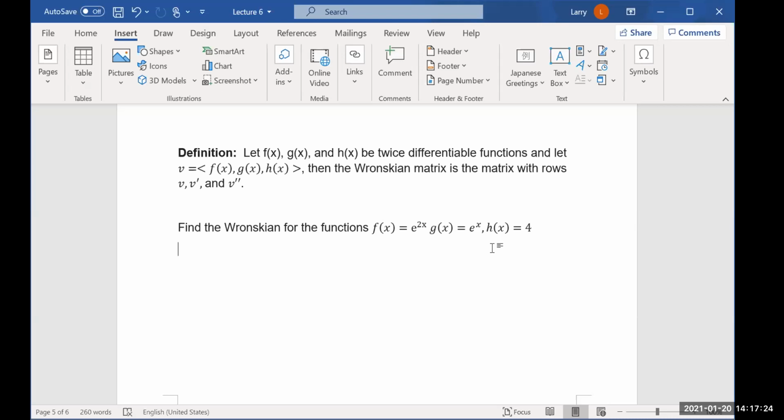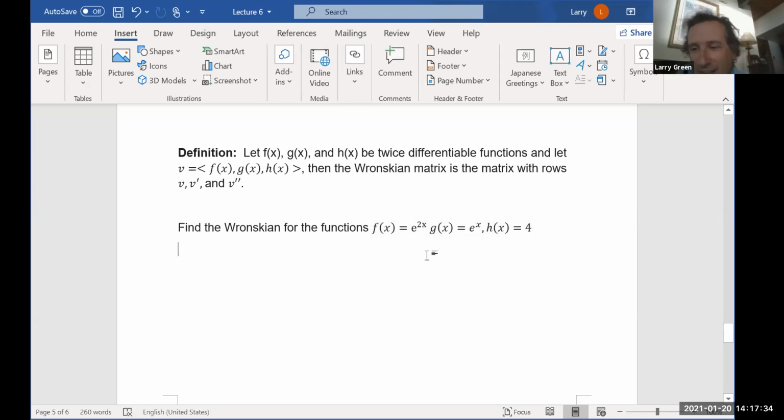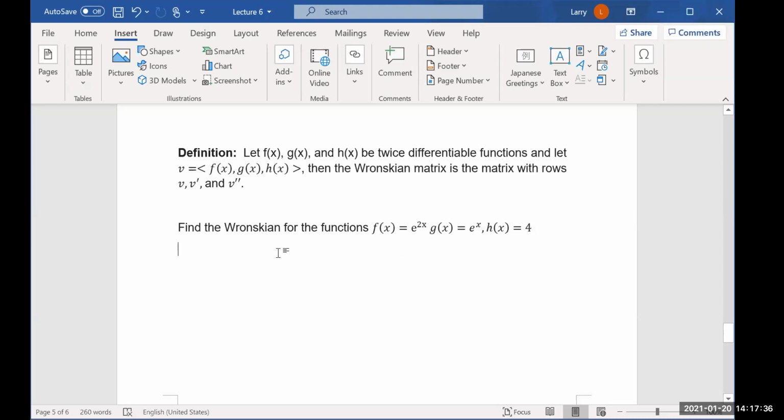I think I've got it. Okay. So the first row is going to be, wait, are we supposed to tell you when we? Give another 30 seconds. Let everyone else finish too. And then we'll do it.